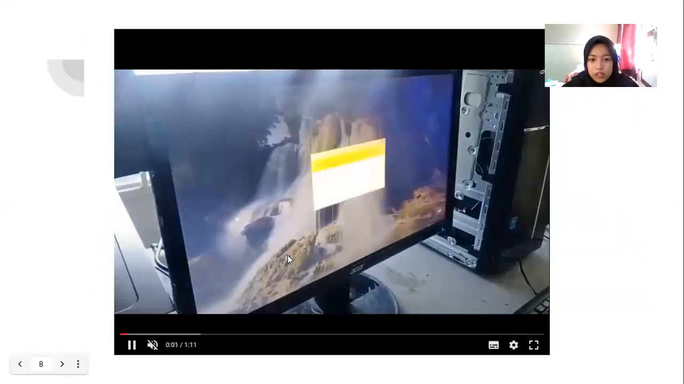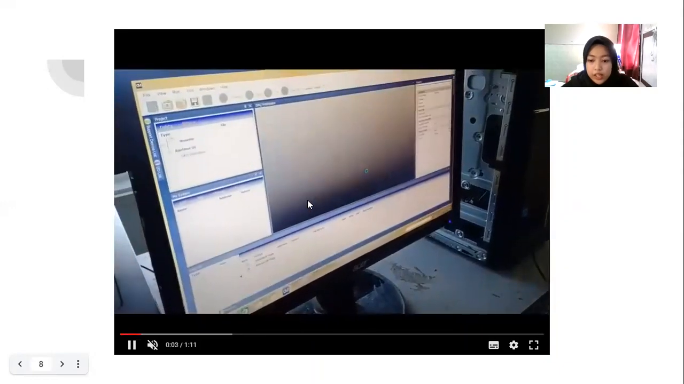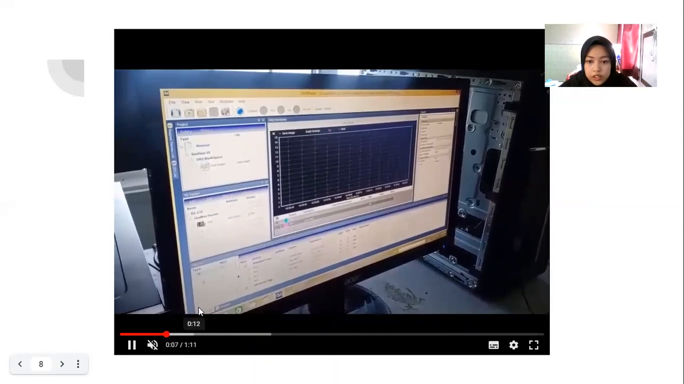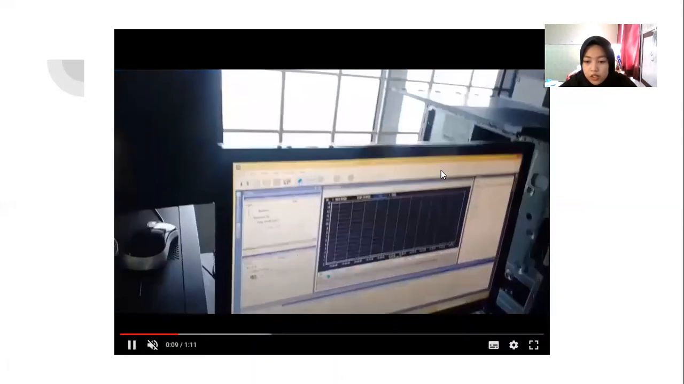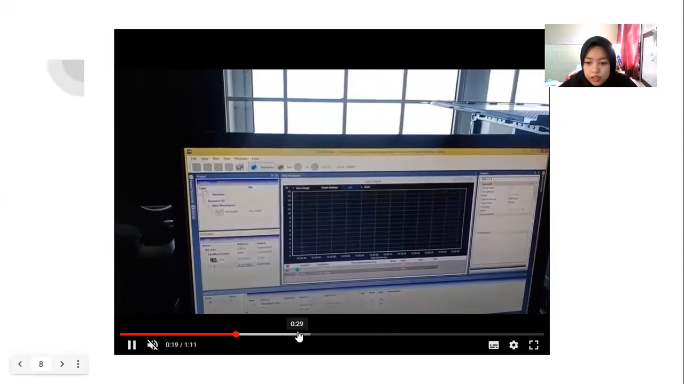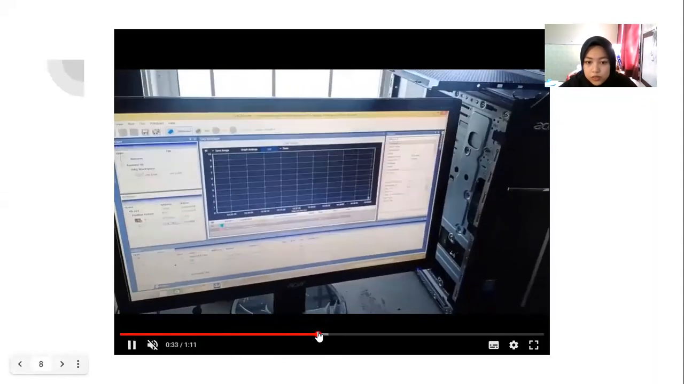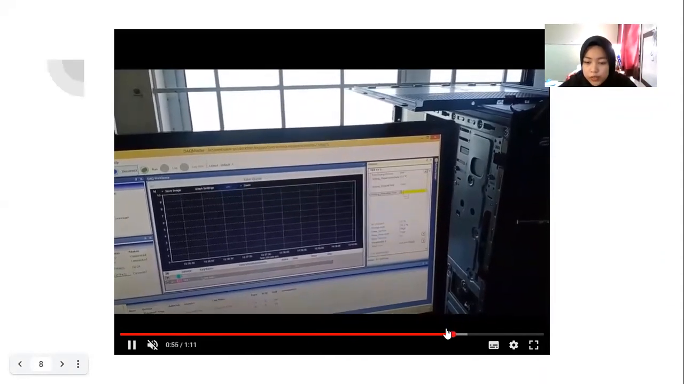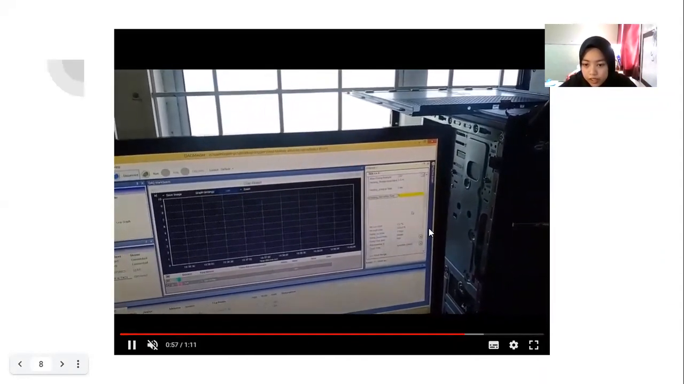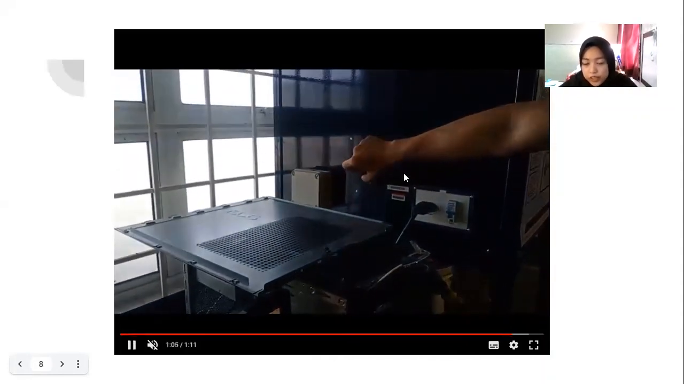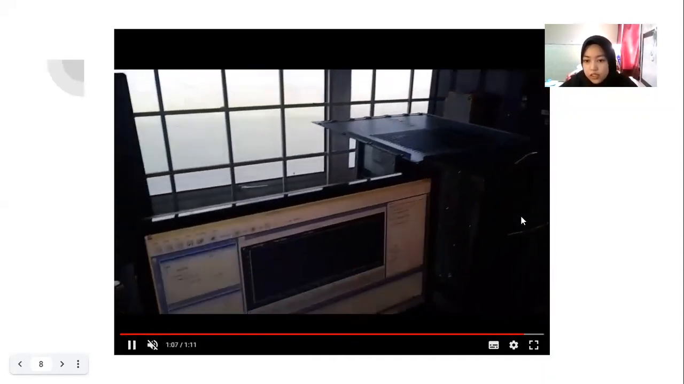So this is how we conduct the experiment. This is the DAQ software. The left box shows all the parameters that were set into the software. The right side is where we set the PID over here. And then after we set everything on the DAQ, we turned on the switch.